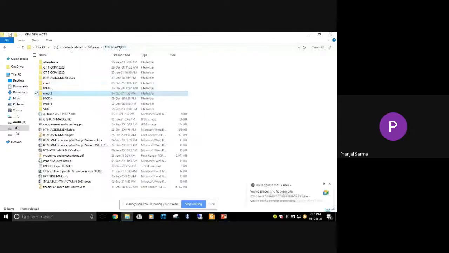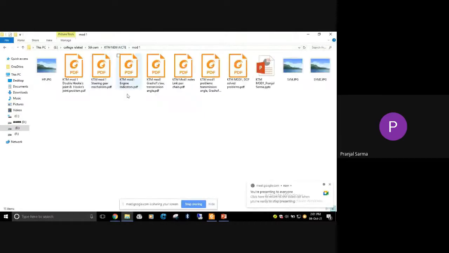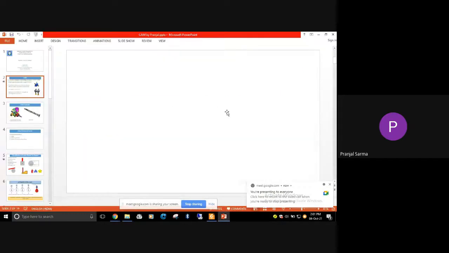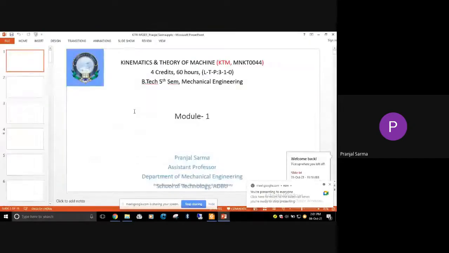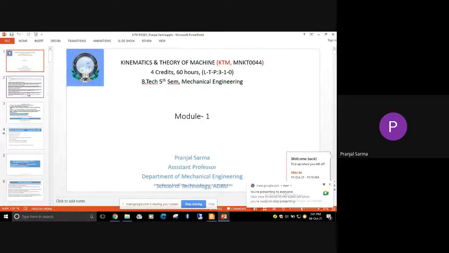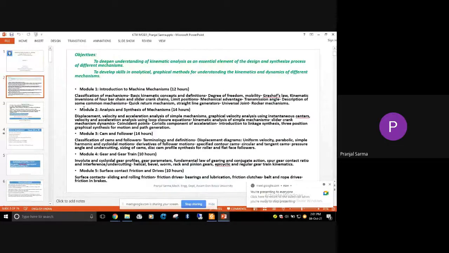Anyone? Yes. So, what have we discussed in the last class? We discussed the first module, which we completed in the last class. That was about different mechanisms. There we studied the classification of mechanisms, what you understand by mechanism, inversion of mechanism, etc.